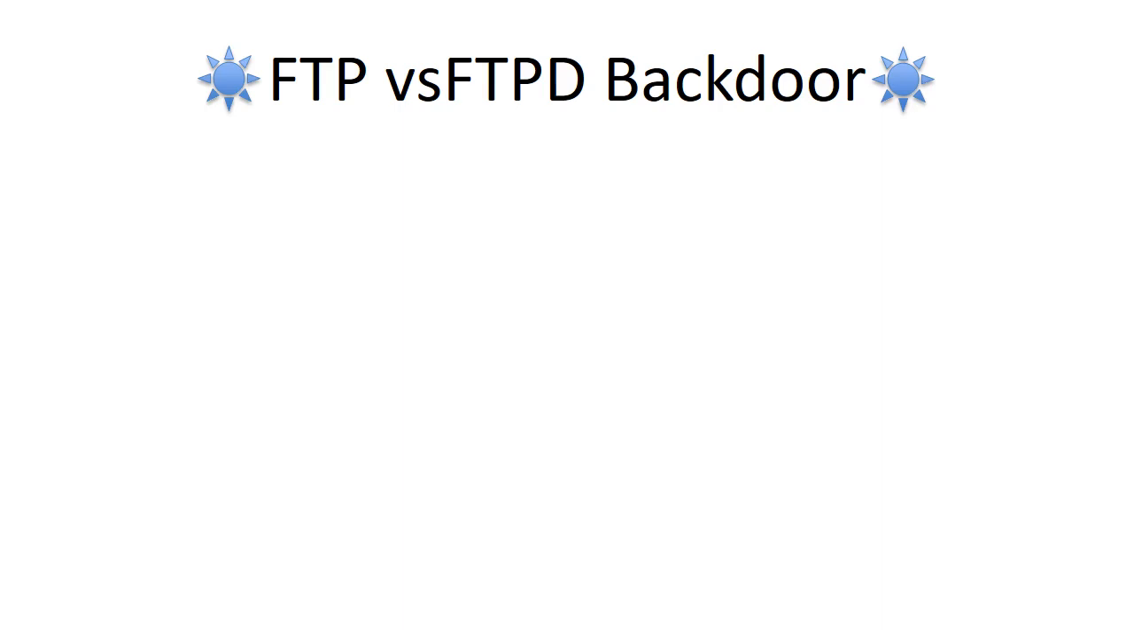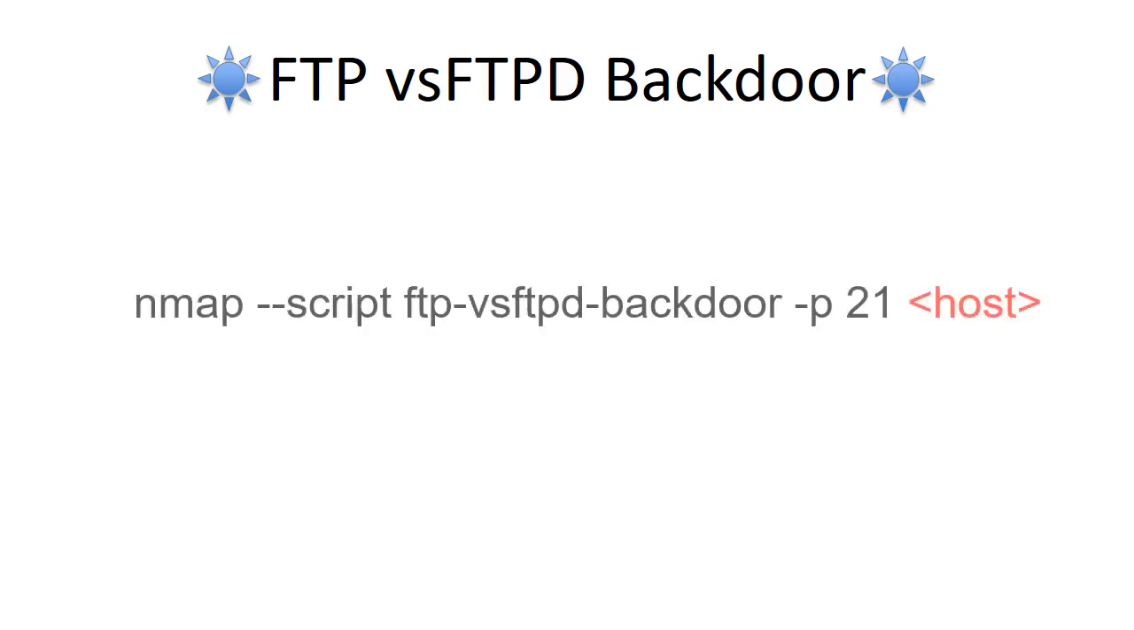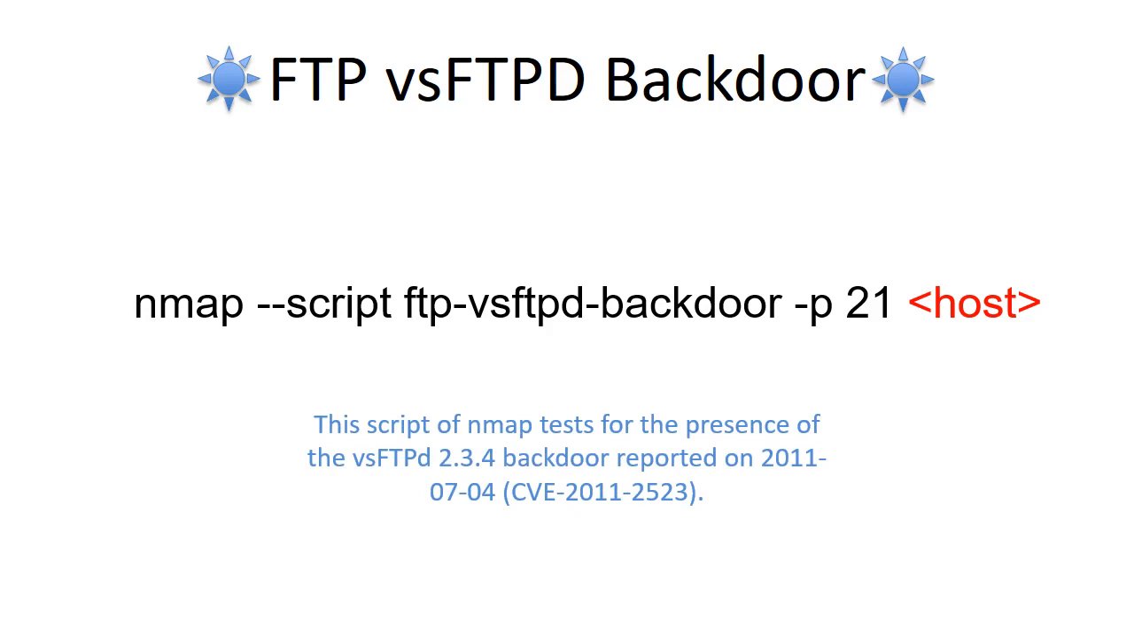ftp-vsftpd is an FTP server for Unix-like systems, including Linux. It is licensed under the GNU General Public License. This script tests for the presence of the vsftpd 2.3.4 backdoor reported on 4 July 2011, CVE-2011-2523. This script attempts to exploit the backdoor using the innocuous id command by default, but that can be changed with the exploit.cmd or ftp-vsftpd-backdoor.cmd script arguments.